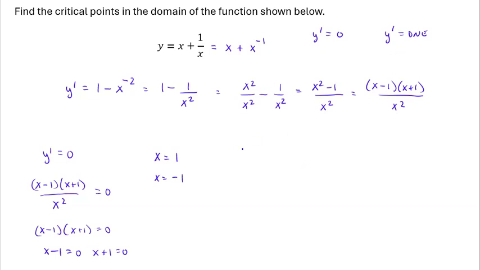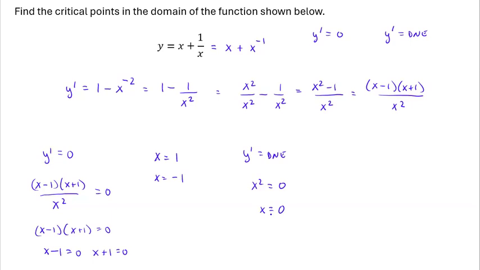And we can also take a look at where the derivative does not exist. Keep in mind the only time our derivative is not going to exist is when we have 0 in that denominator. So that's implying that x squared would be equal to 0, or x equals 0.